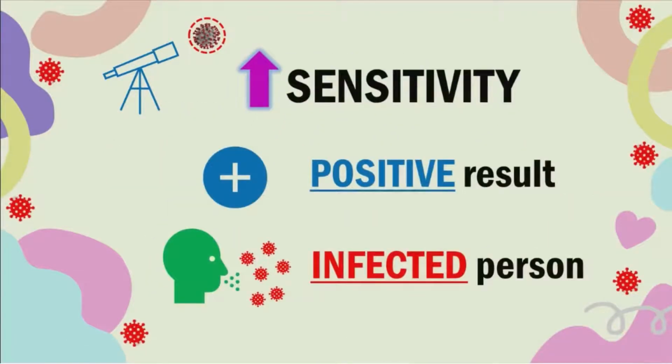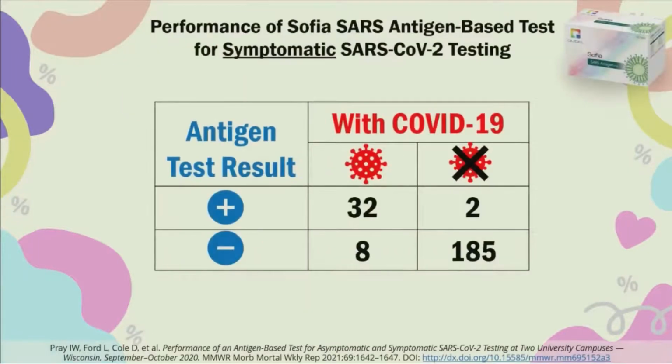A test has high sensitivity when it can detect that a person is infected with the virus by giving a positive test result and the person is infected with the virus. The table shows the sensitivity and specificity data of Sofia SARS antigen test in detecting COVID in symptomatic students in 2 university campuses.